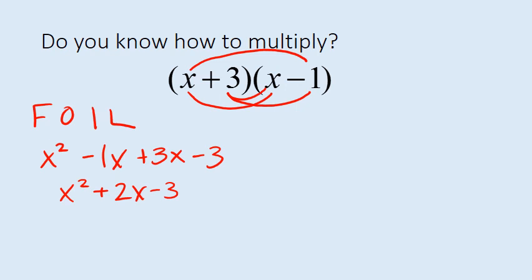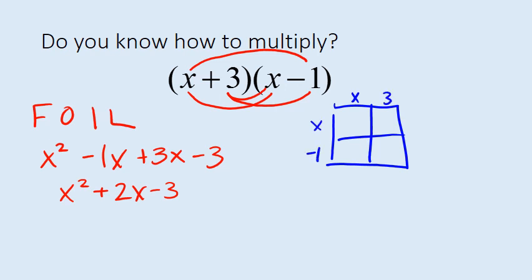Another method you may have learned is called the box method. Each term gets a side, and each piece of the term gets its own row or column. We multiply x times x, we multiply 3 times x, we multiply -1 times x, we multiply -1 times 3. Then we combine the like terms from within the boxes. -1x plus 3x gives me 2x and -3.